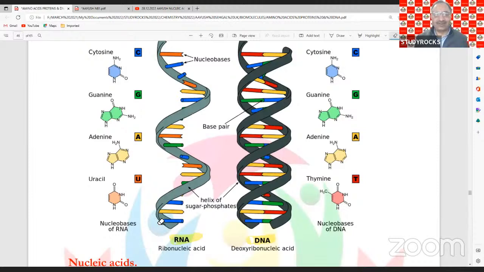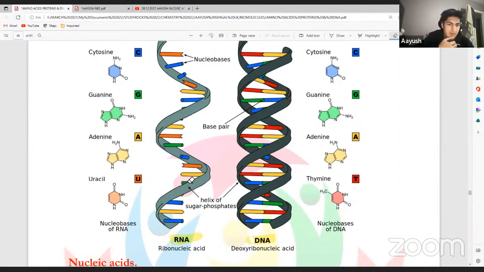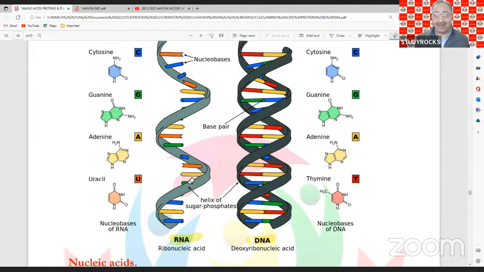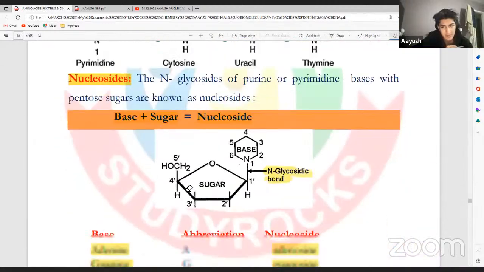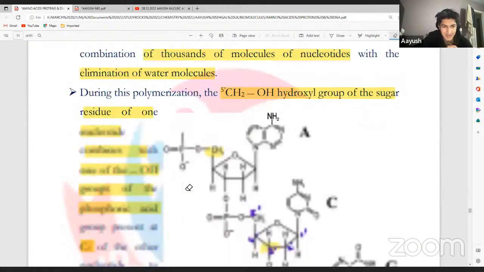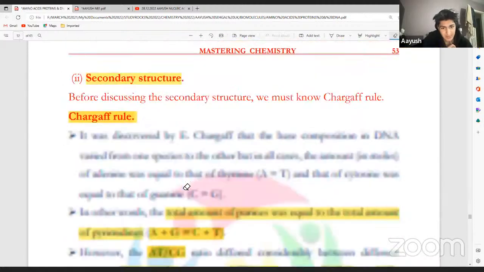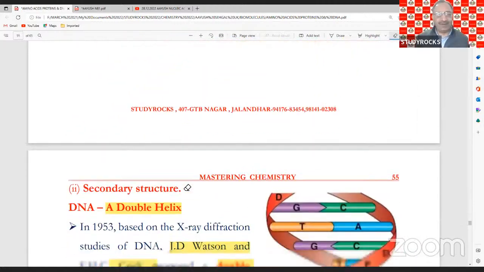Now you can see the strands recoil among each other. It's a single-stranded molecule. And in biology, this RNA is very important for protein synthesis, for transcription. We won't be going into those details in chemistry class. Is it okay so far? Yeah, it's fine.